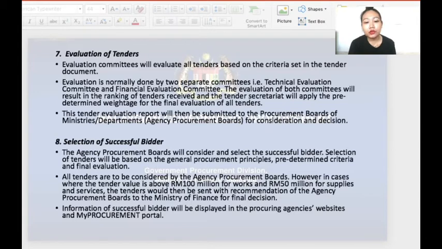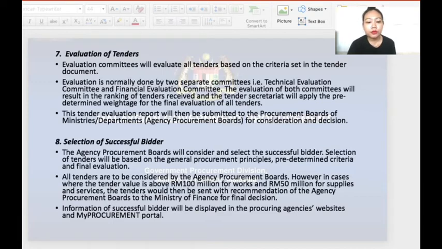This tender evaluation report will then be submitted to the procurement boards of ministries or departments, or agency procurement boards, for consideration and decision. And then the last process, selection of successful bidder. The agency procurement boards will consider and select the successful bidder.